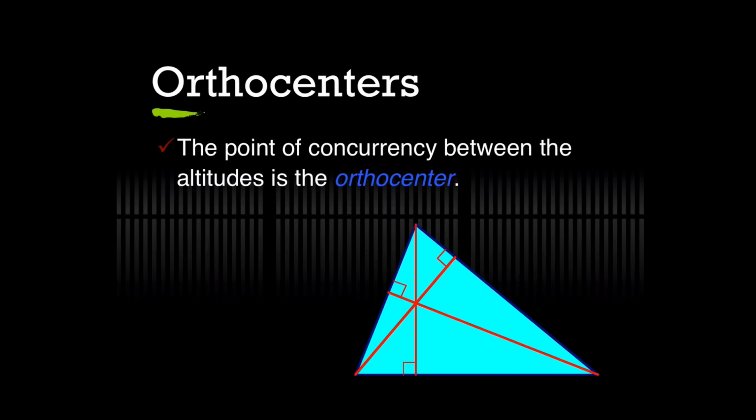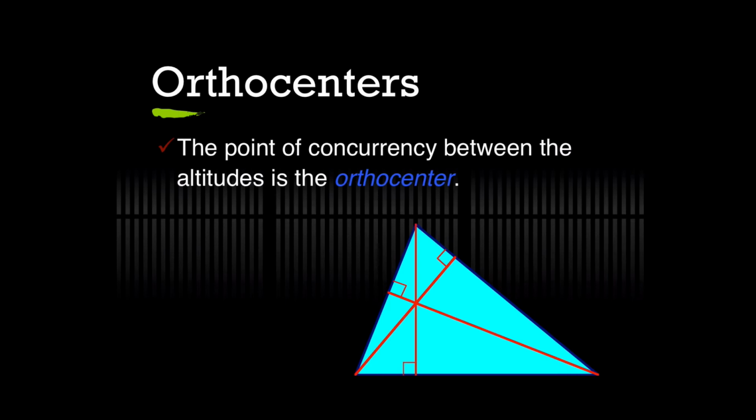Wait, let's start over. An altitude is a line that goes from a vertex perpendicular to the opposite side. Perpendicular to the what? Opposite side.